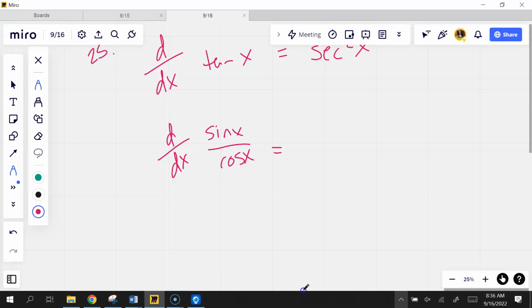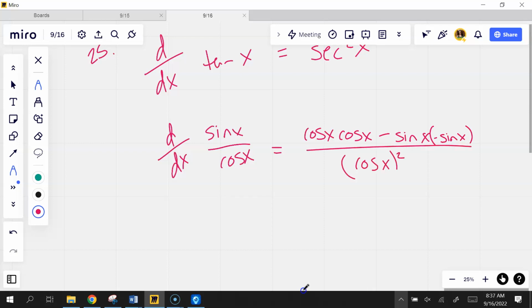So what's the derivative of sine x? Times the bottom, minus the top. What's the derivative of the bottom? Over the bottom squared. Agree, disagree? It is. I'm going to simplify it. I was just showing you that because the derivative of cosine is negative sine. It's going to end up being plus because this is minus a negative.